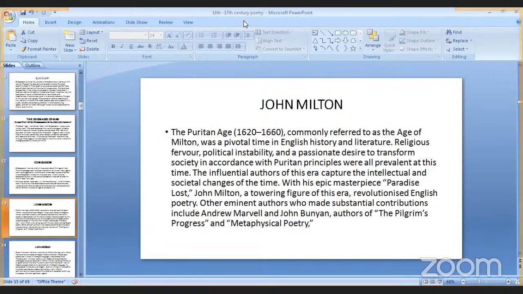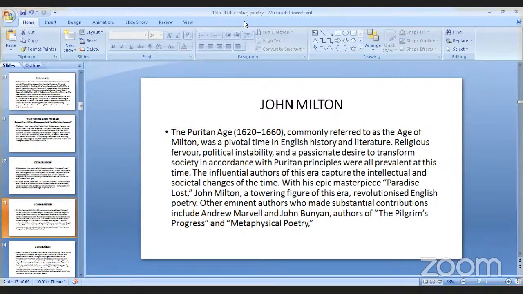Religious fervor, political instability, and a passionate desire to transform society in accordance with Puritan principles were all prevalent at this time. I hope you all have an idea about the Puritan age, where people were against any kind of entertainment like the cinemas or the plays and the dramas. They mostly led a spiritual kind of life. That was the Puritan period, Puritan age.